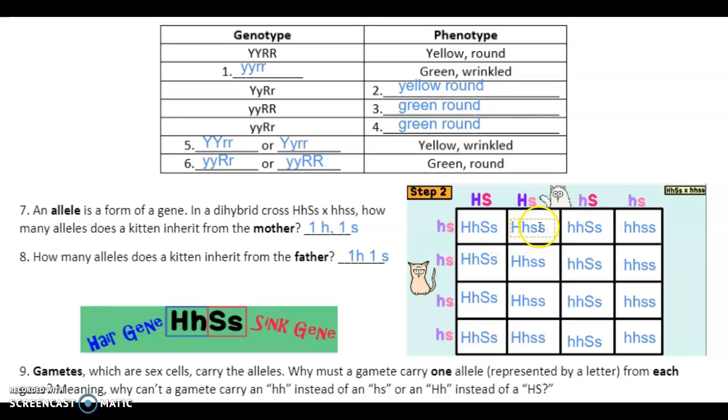Over here we have this whole column would be big H, little h, little s, little s, because this one has a little s and that one has a little s. Over here we got little h, big S. So this whole column would be little h, little h, big S, little s. Right here we have little h, and here we have little h. So this whole column would be little h, little h, little s, little s.